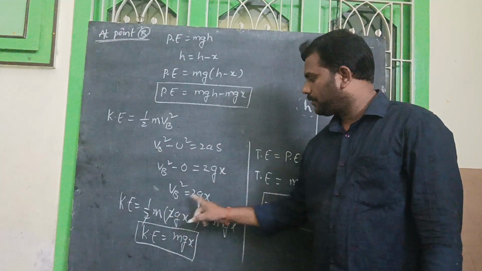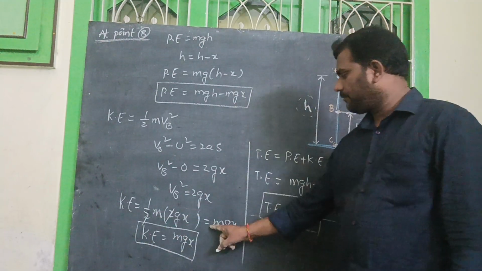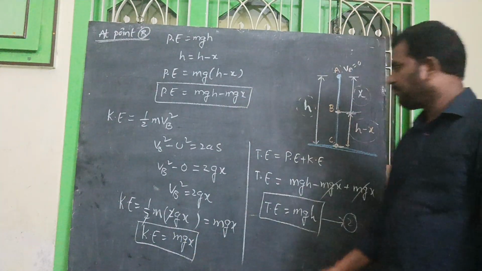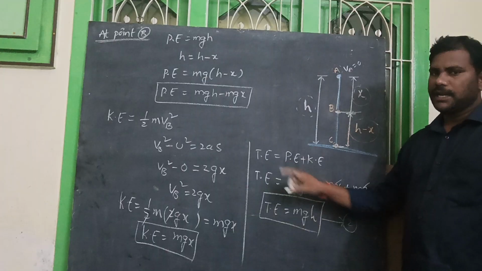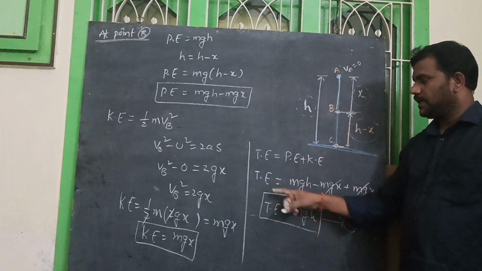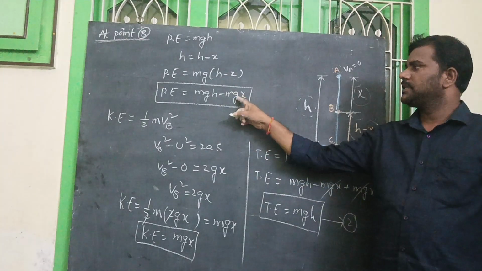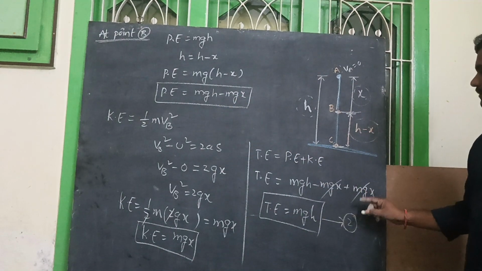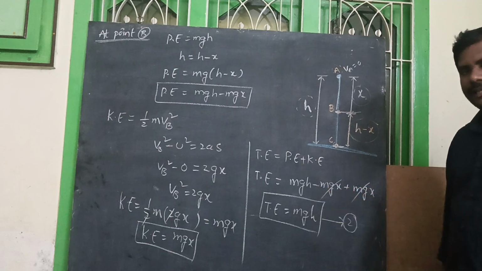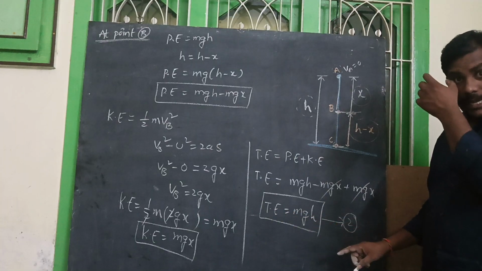Here we can replace the v square with 2gx. The 2 cancels, remaining one mgx. Then kinetic energy is mgx. According to total energy is equal to potential energy plus kinetic energy, total energy is equal to mgh minus mgx plus mgx. Here minus mgx plus mgx cancel, and the remaining total energy is equal to mgh.